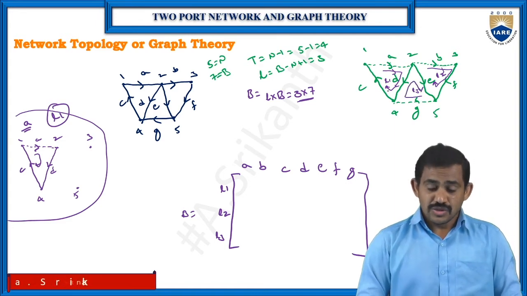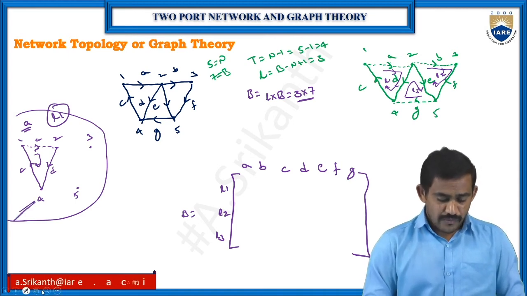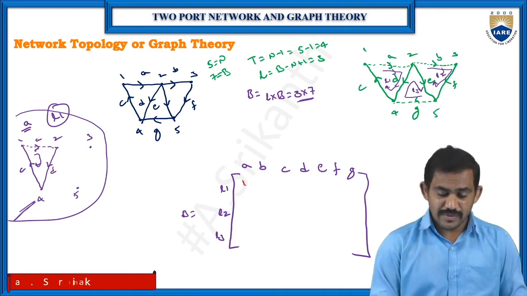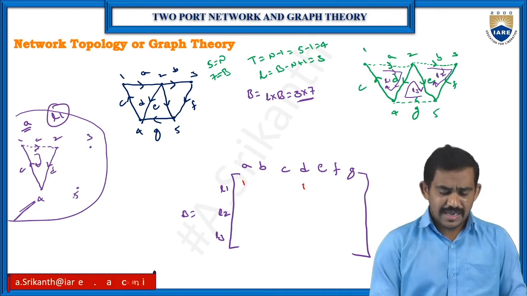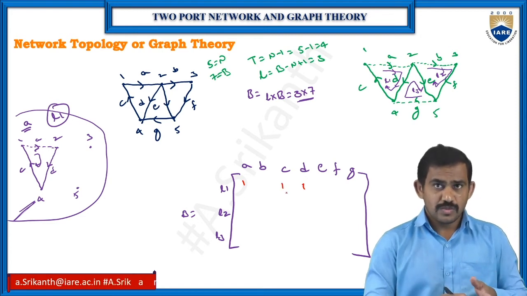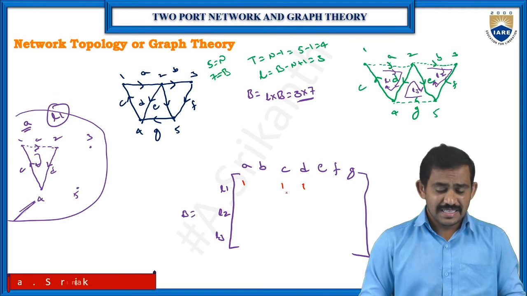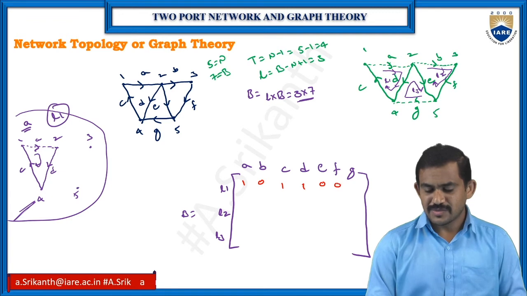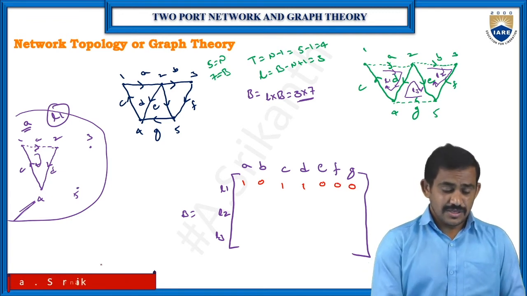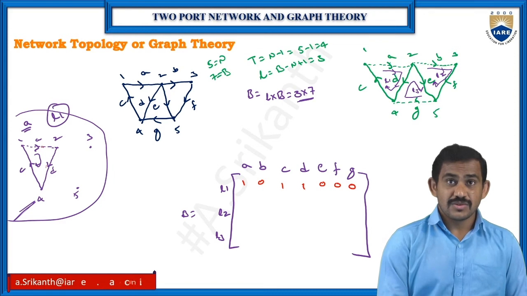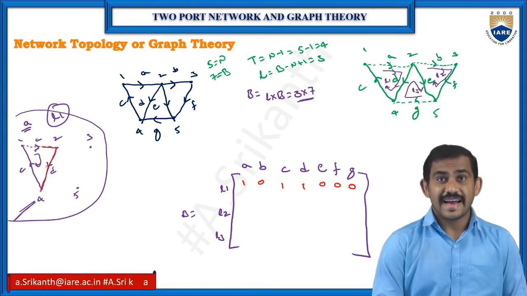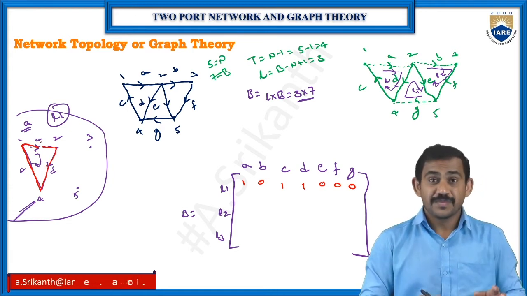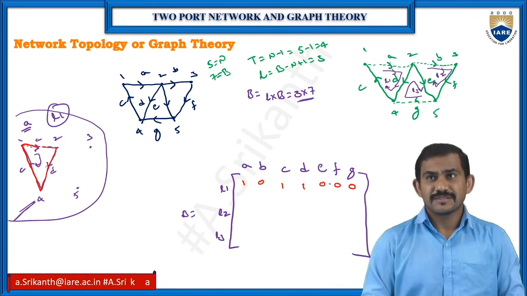Then write the values. So at loop 1, for this loop 1, my values: the A branch is there, B branch is there, and C branch is there. So in that loop, I have A, B, and C. So 3 branches I have. Those 3 branch values are 1. We don't have remaining branches, so those are 0. And check the direction: A direction, B direction, and C direction. In a closed path the direction is the same. So same means everything is 1.